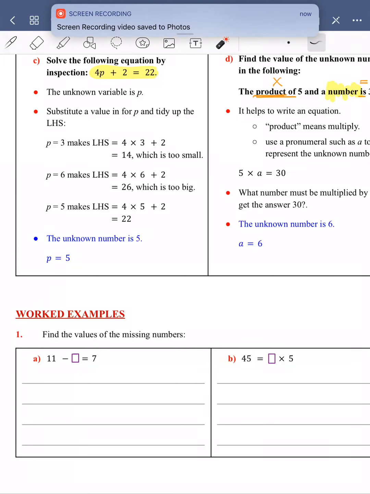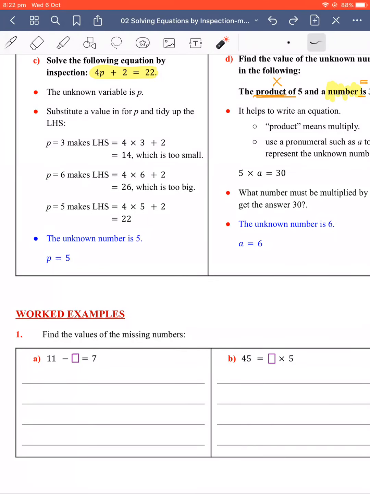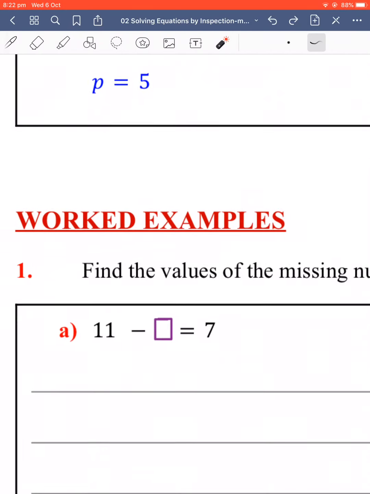On to our worked examples now. So keep in mind we are using the method called inspection and we're finding missing numbers. So you want to make the left-hand side equal the right-hand side.